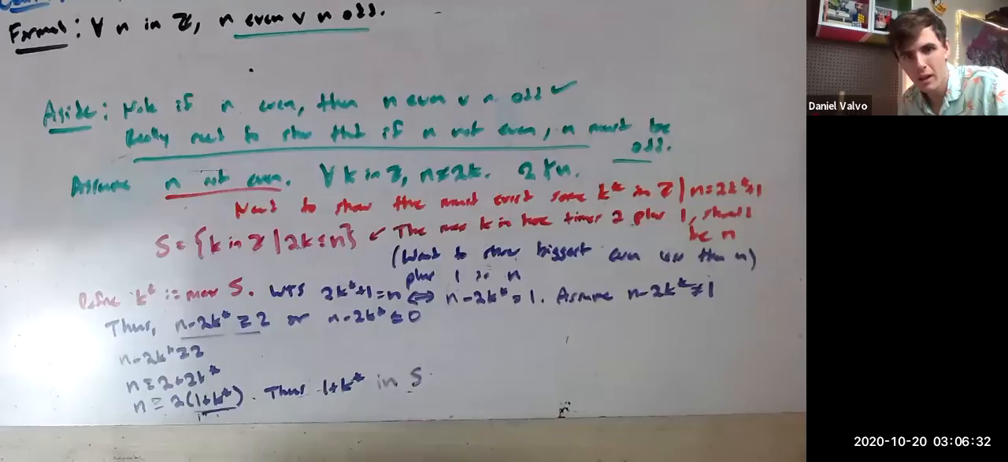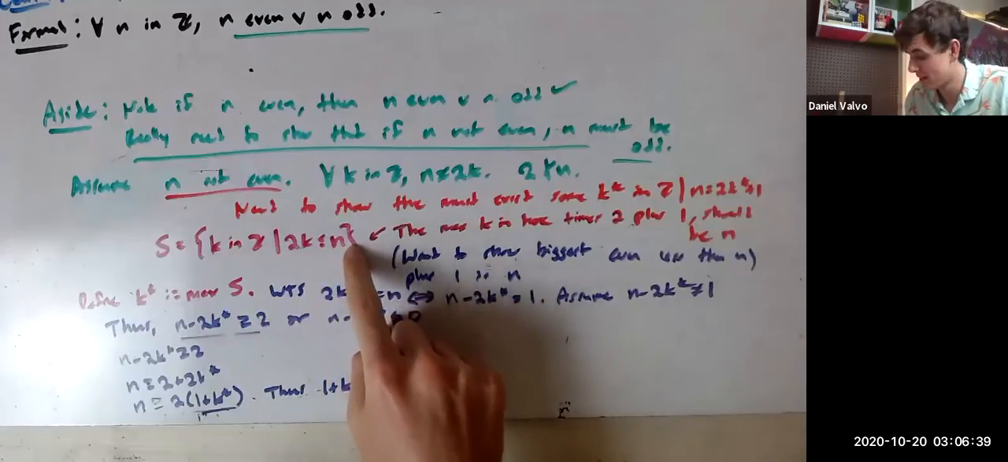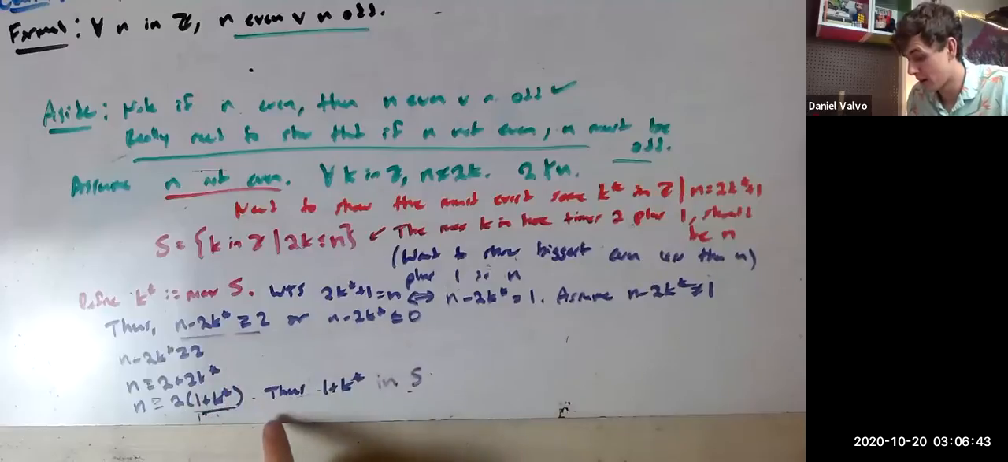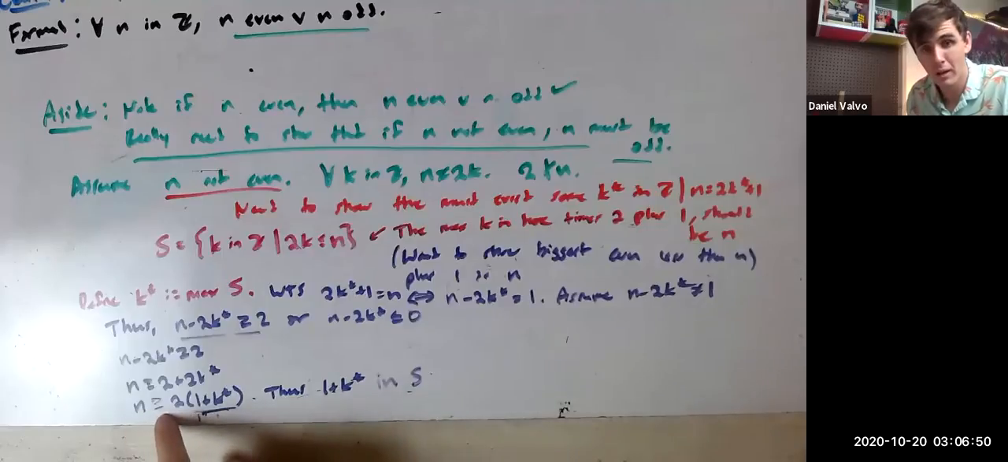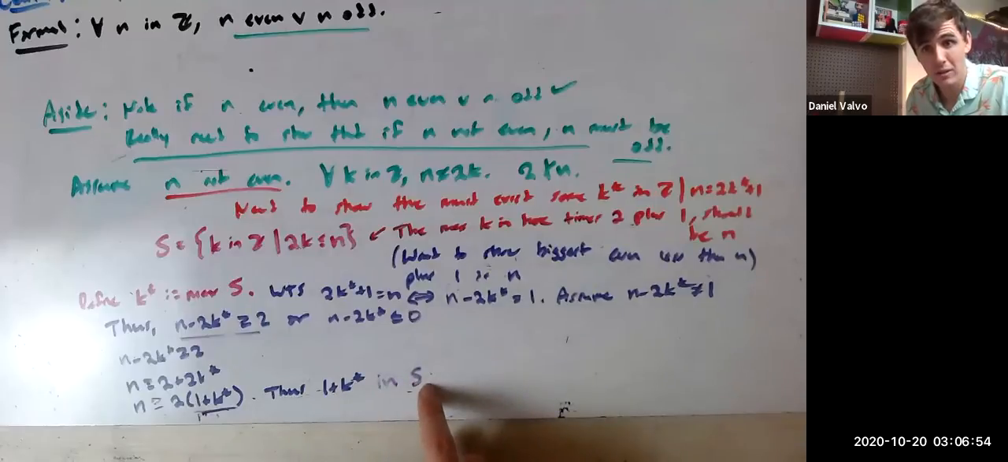Right? Because s is just the set of all numbers you can multiply by 2 that's less than or equal to n. 1 plus k star, based on this assumption, is a number that you can multiply by 2 and it'll be less than or equal to n. So by definition of s, 1 plus k star is in s, right?